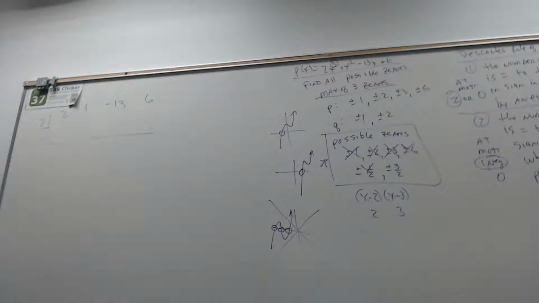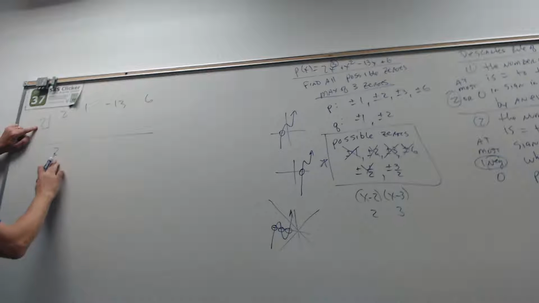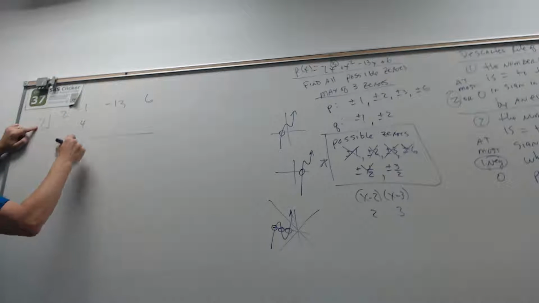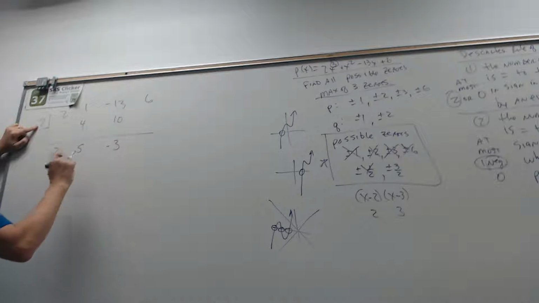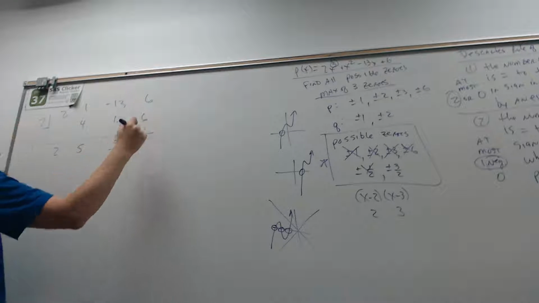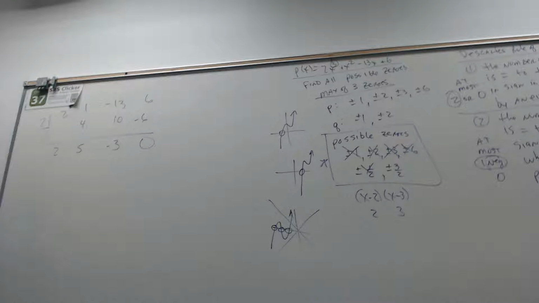Okay, we'll still bring down the 2. 2 times 2 is 4. Add 1, 5. Times 2 is 10. You get a negative 3. Times 2, negative 6. And you get 0. Finally. Okay, it only helps if you write the problem down. Okay, all right. So this becomes now what?